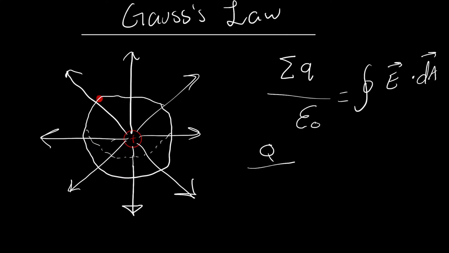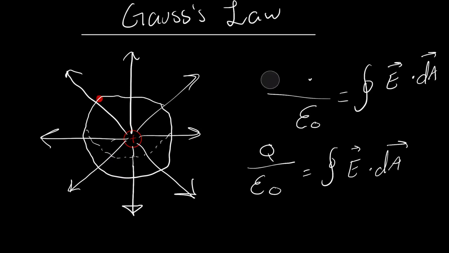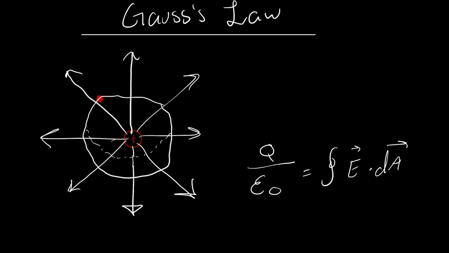We have Q over epsilon naught, okay, which is equal, I'm just going to write it down a little bit better, to the closed surface integral of E vector dot dA, okay? Let me just erase this. Now the left side of the equation is done because epsilon naught is a constant, and we already have Q because it's the charge that we have, okay?